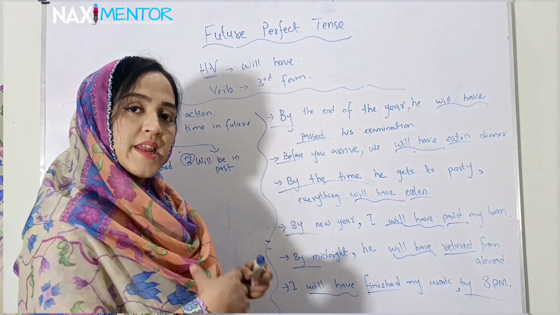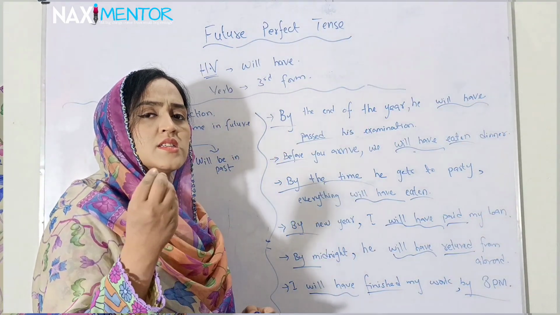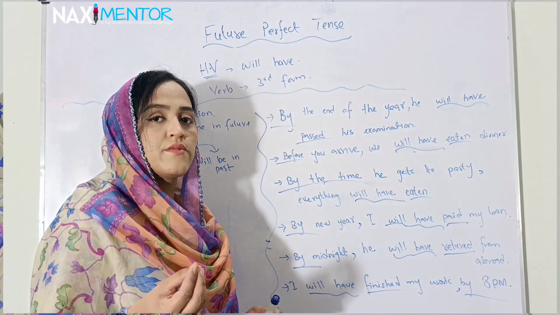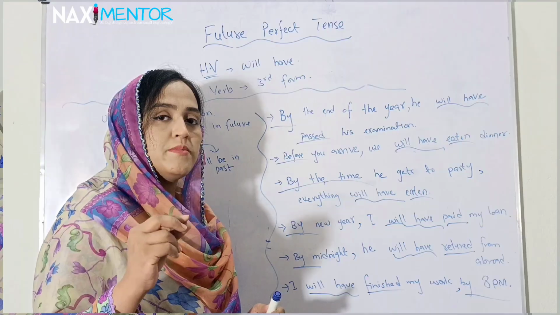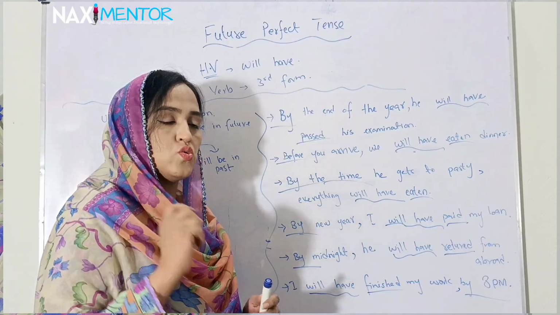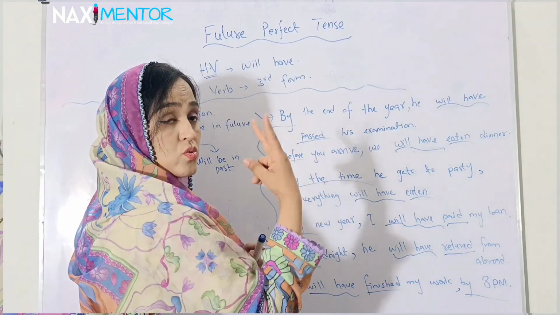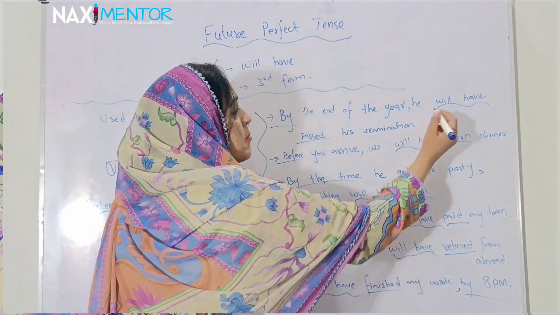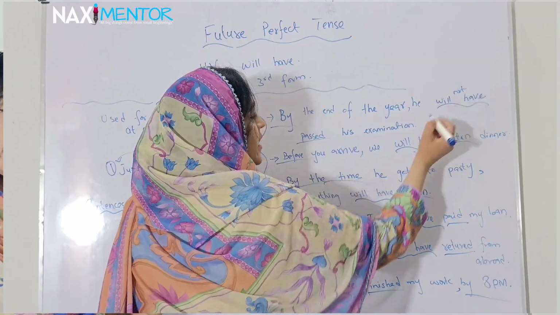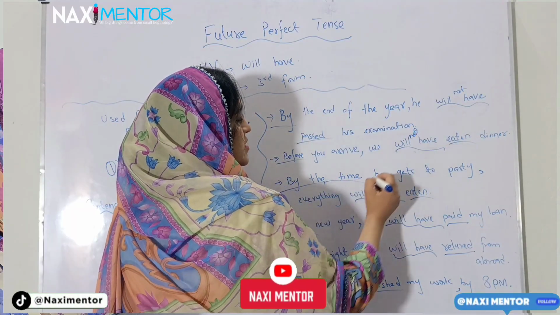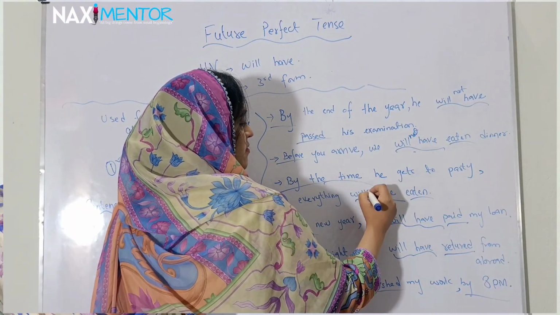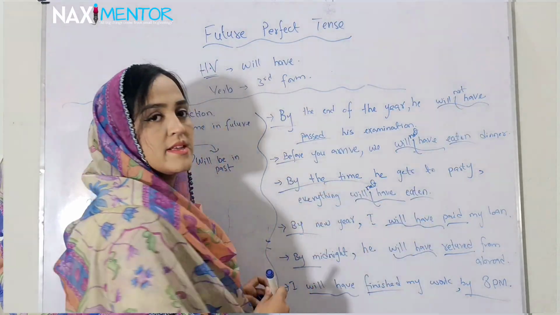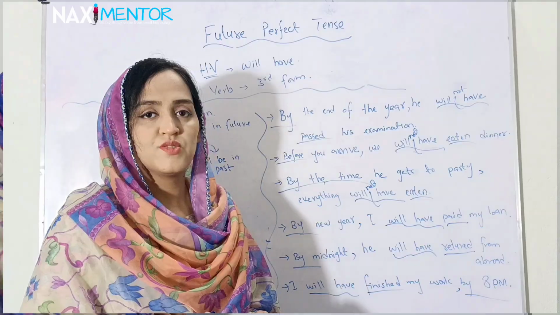Now, how to make the negative of these sentences? Just use the trick that in sentences where we have two helping verbs, we put not in between these two helping verbs. So we have will have, two helping verbs. We can make the negative of all these sentences by putting will not have. Will not have. Again, will not have. And now you can do the remaining sentences using the trick.